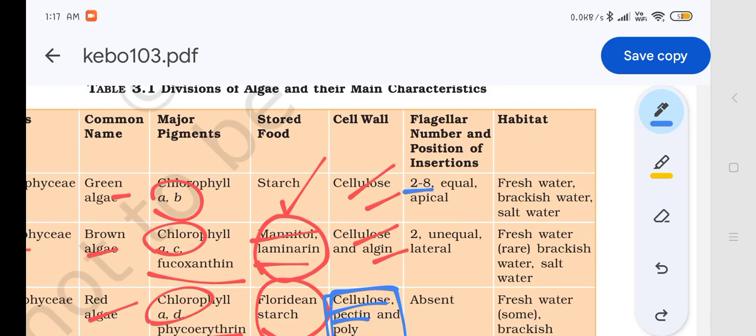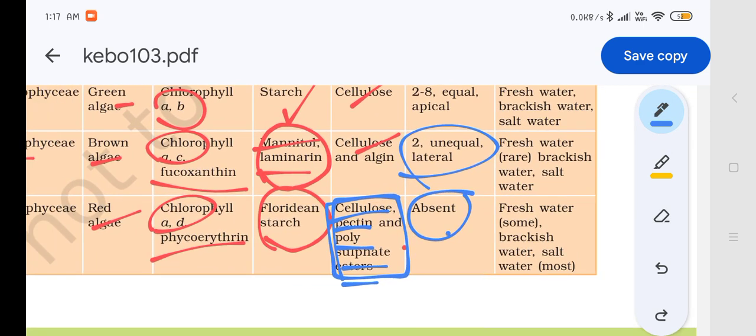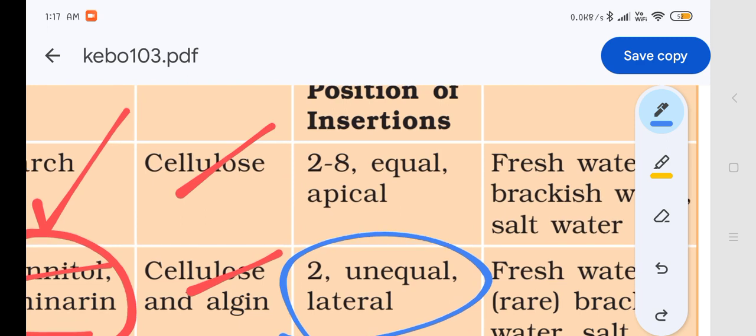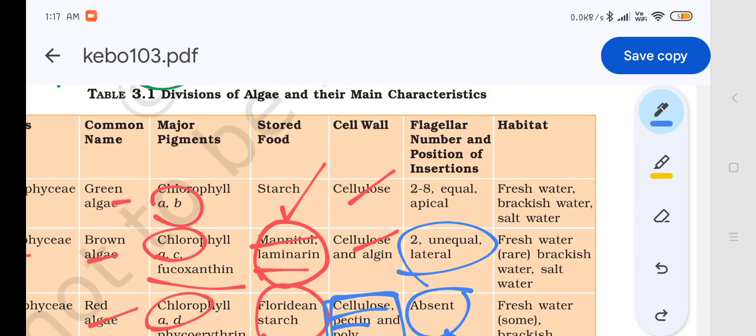Flagella: two equal apical, two unequal lateral. Two unequal lateral flagella. Any type of motile stage is absent here. Two unequal lateral flagella. Two equal and apical flagella.